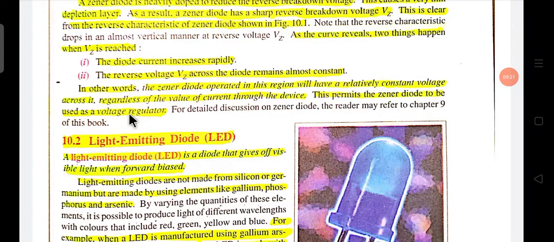That means, due to the constant voltage in the Zener region, in spite of increasing current, the voltage is constant in the Zener diode, okay. So it can be used as a voltage regulator. What is a voltage regulator?